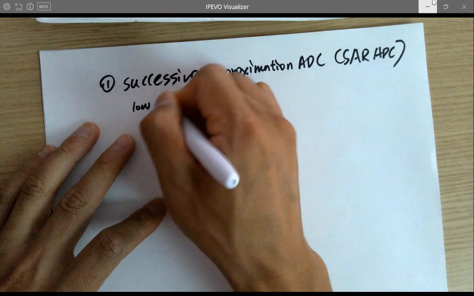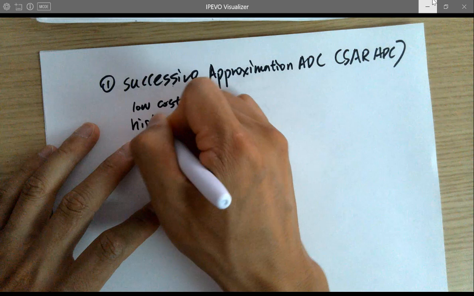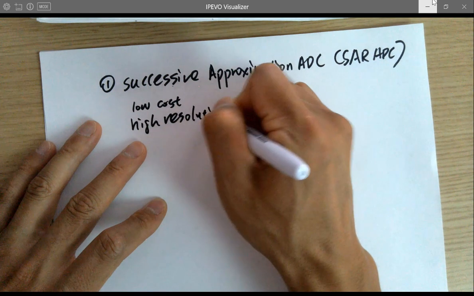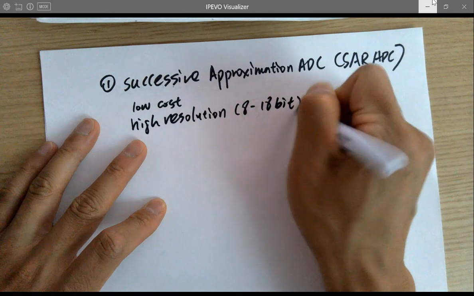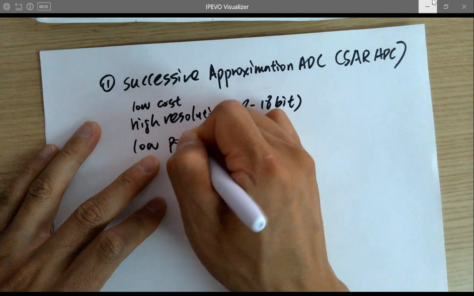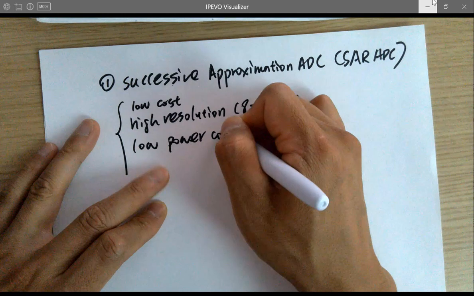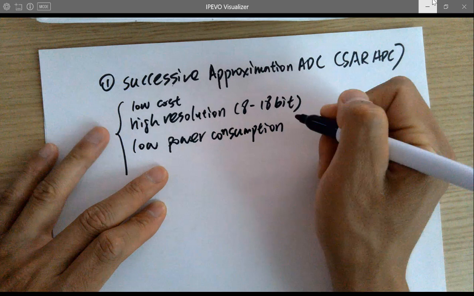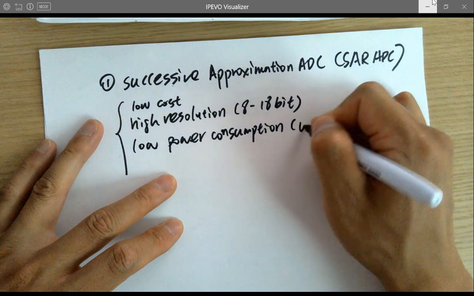Low cost, high resolution sometimes, but not the highest. Can be 8 to 18 bits. Low power consumption. Those are the features of the SAR. It can be used for wearable devices.